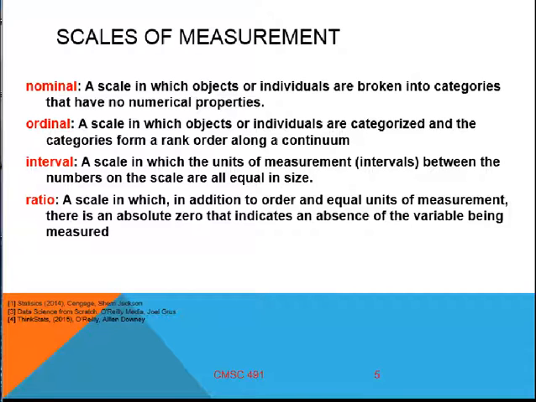Nominal data are labels or names used to identify an attribute or element. Can be a non-numeric label or a numeric code.